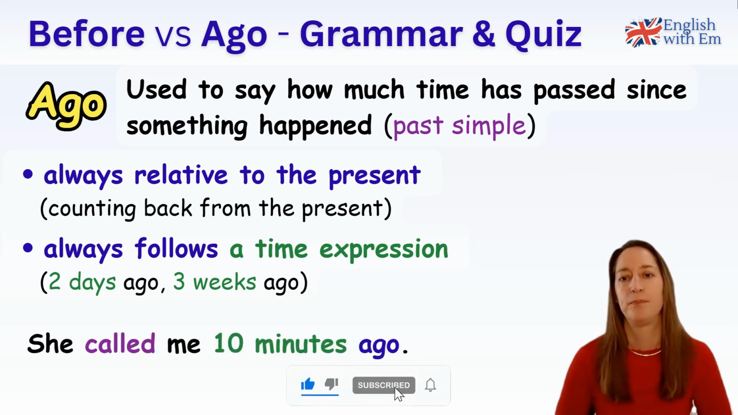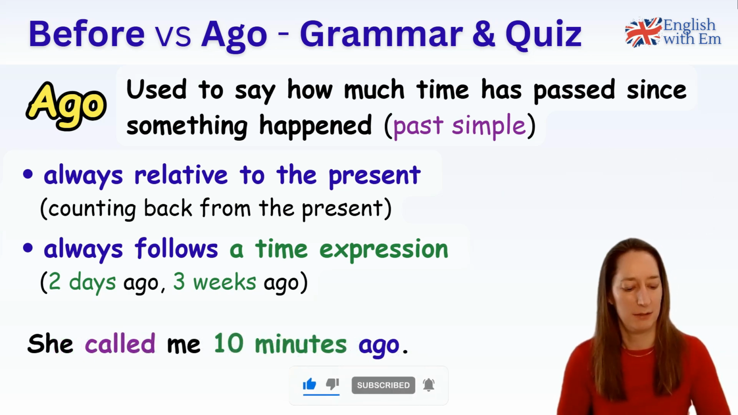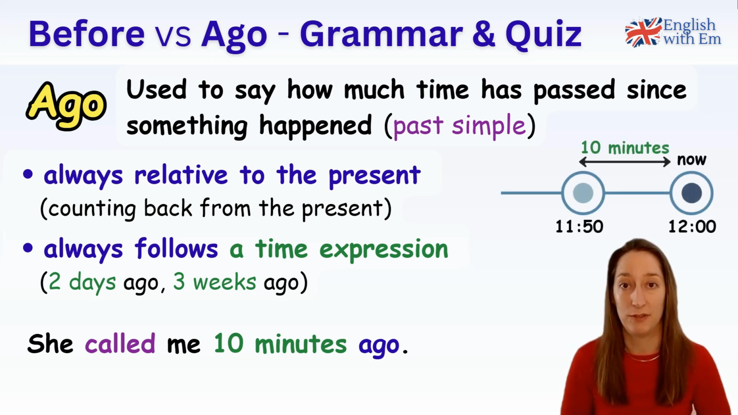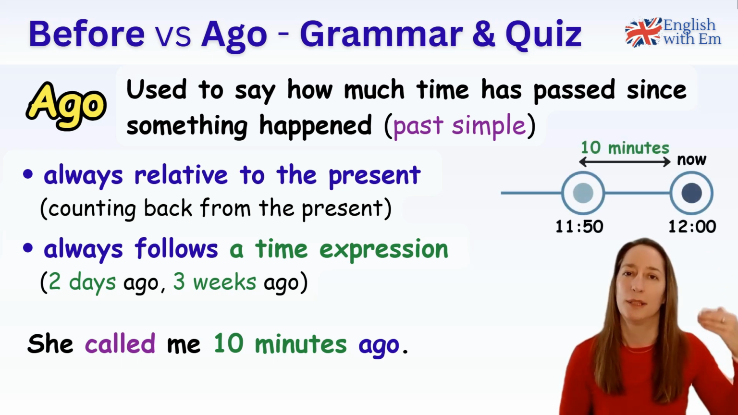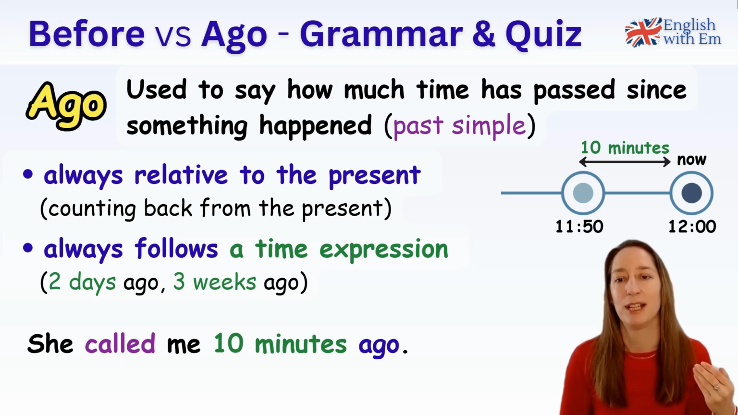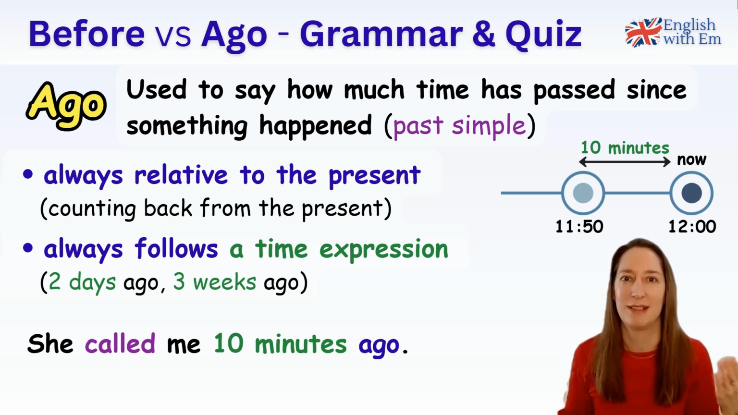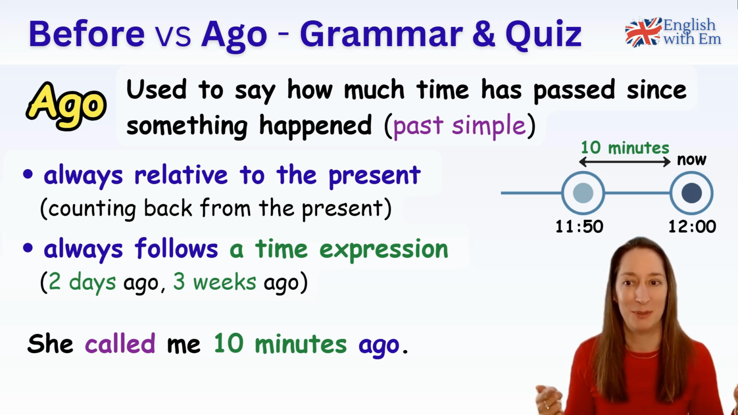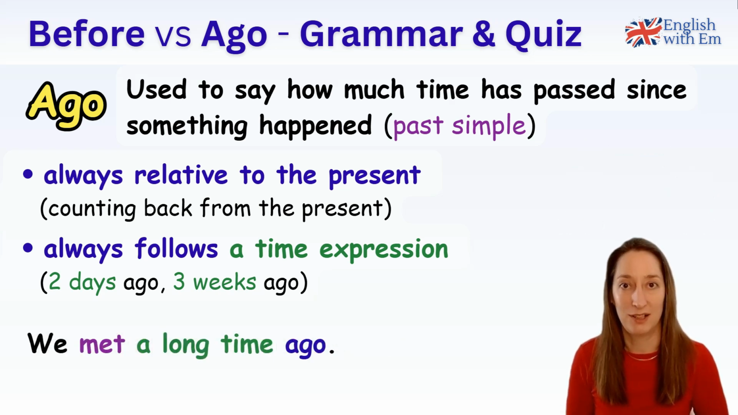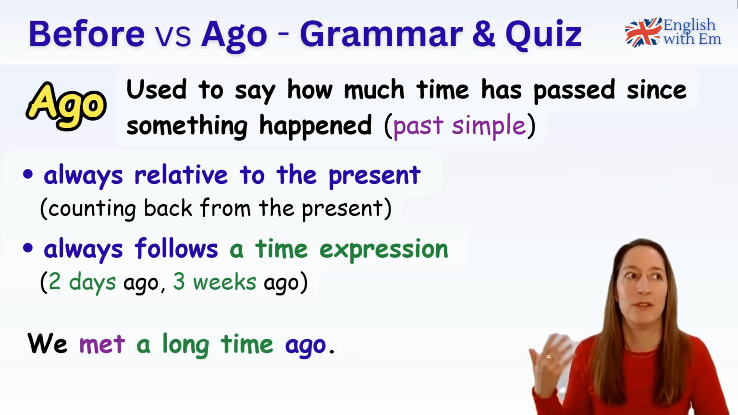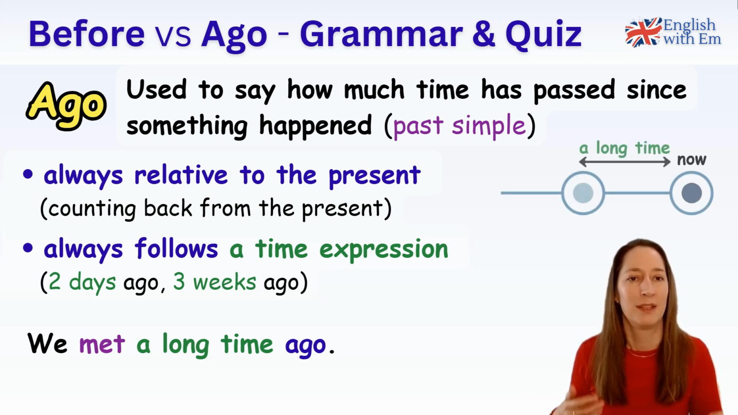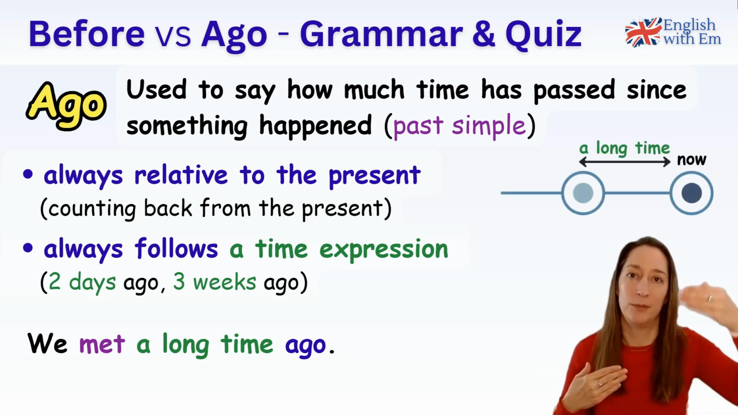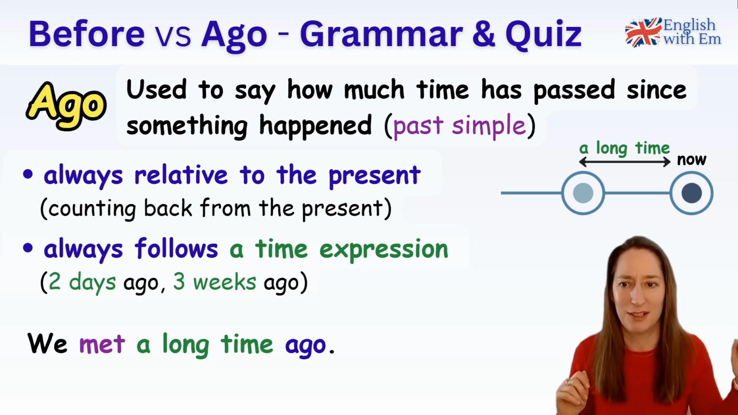Another example. She called me 10 minutes ago. So if now is 12 o'clock and we count back by a period of 10 minutes, then we get to 11:50 or 10 to 12, which is when she called me. And again, we're in the past simple, called. We met a long time ago. So here we have a bit more of a vague time expression. So now, we count backwards by a long period of time, and that is when we met.